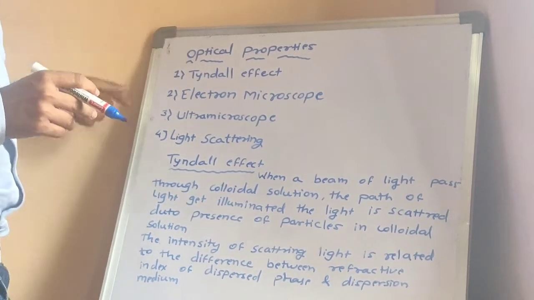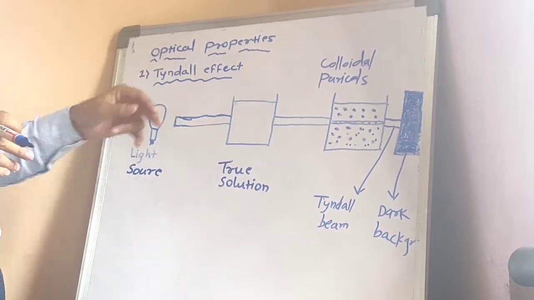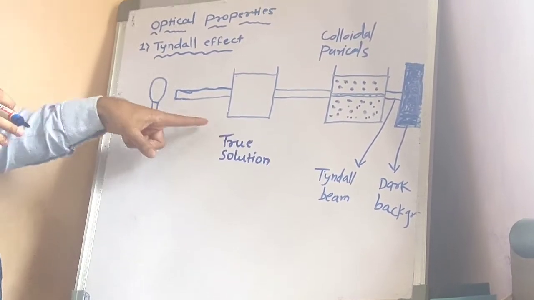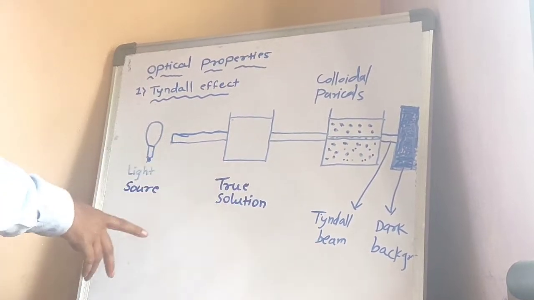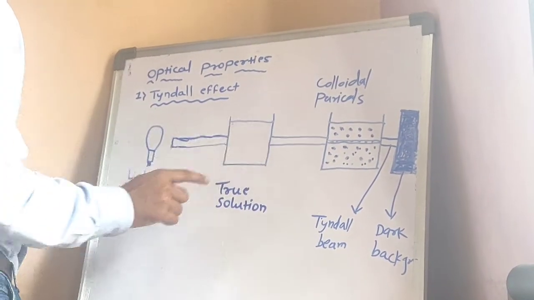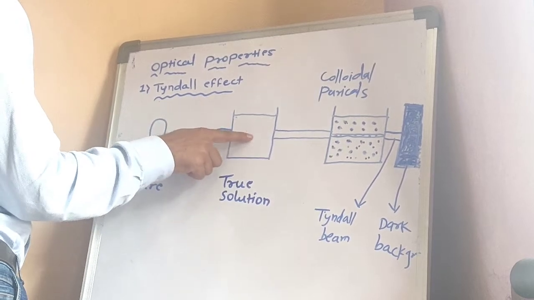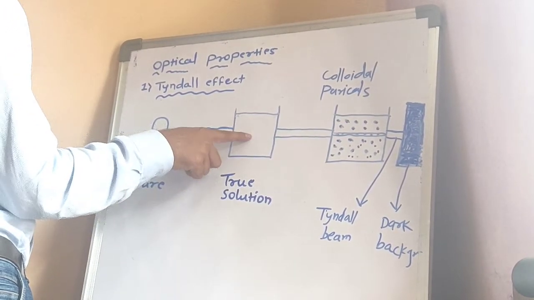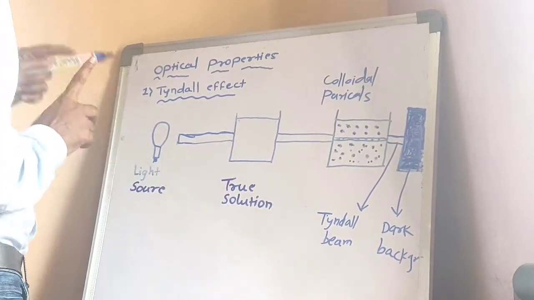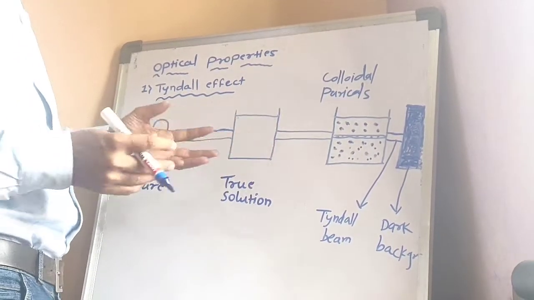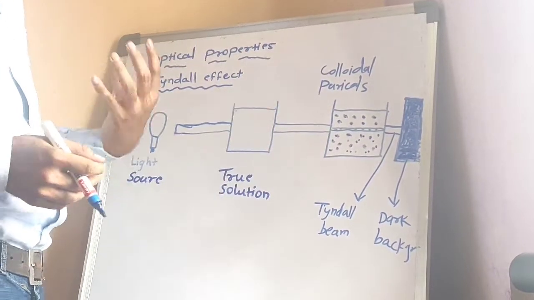Just pause the video and take the screenshot. We can explain the Tyndall effect with this figure. This is a true solution. If a beam of light is passed through a true solution, it cannot be illuminated as compared to a colloidal dispersion. Why? Because in a colloidal dispersion there are dispersed particles available in that solution.